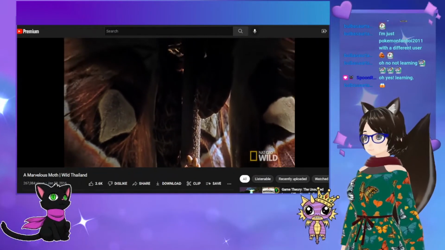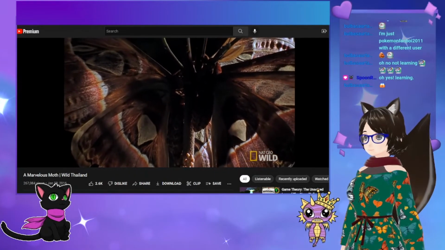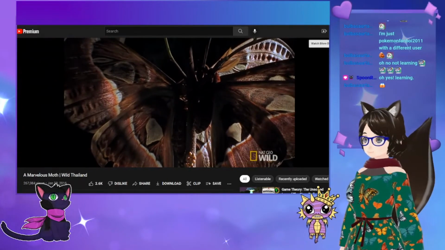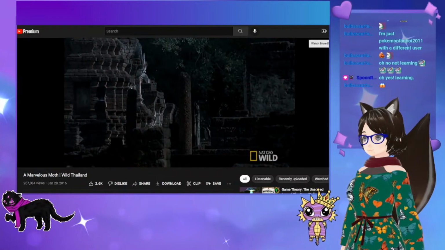Their purpose served, and energy spent, both moths will die within days. Yet they leave behind the chance for survival of their kind.